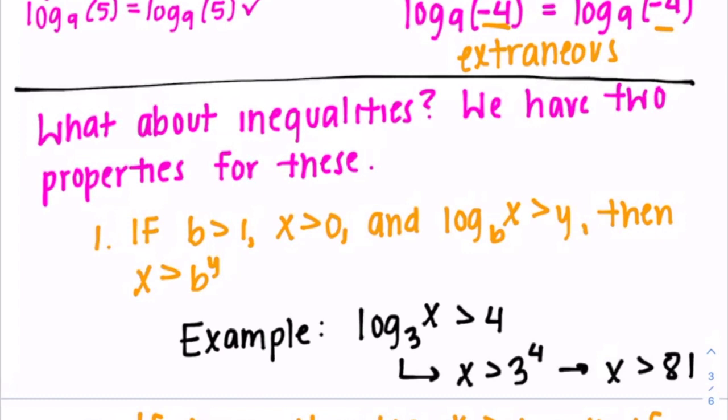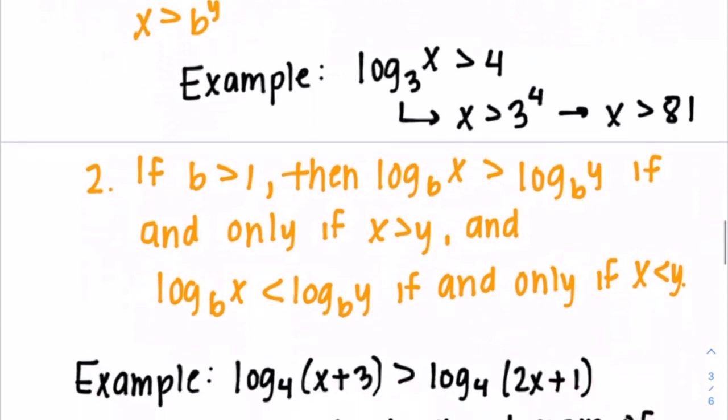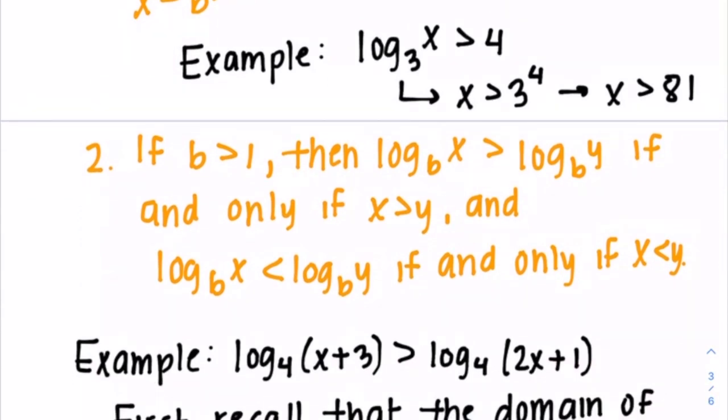If you see that example, we have log base 3 of x is greater than 4. Then when we put that into exponential form, we get x is greater than 3 to the 4th, and x is greater than 81. So it works just the same as equalities. The second property we have: if b is greater than 1, then log base b of x is greater than log base b of y, if and only if x is greater than y. And this also applies for less than.